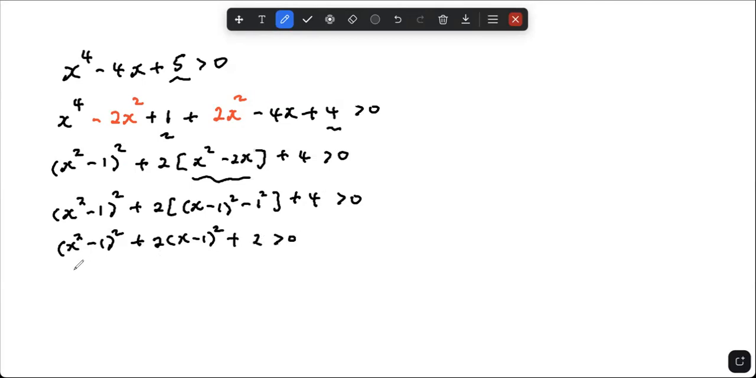Okay, so this is exactly what I wanted, right? Because this term has to be greater or equal to 0, right? This term also has to be greater or equal to 0. Okay, so the minimum of the sum of these two terms is 0. And if you add another positive constant here, definitely the entire expression would be greater than 0. Okay, so that's how it works. All right.